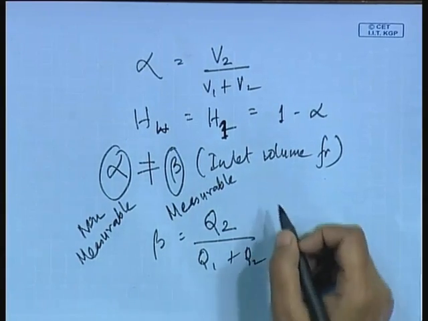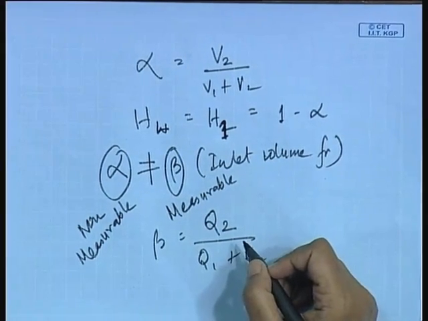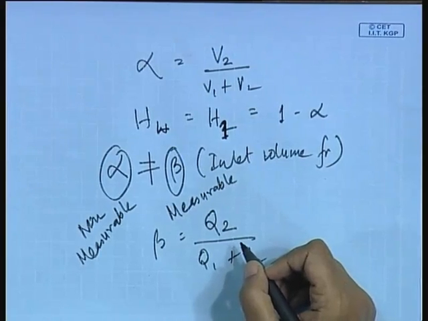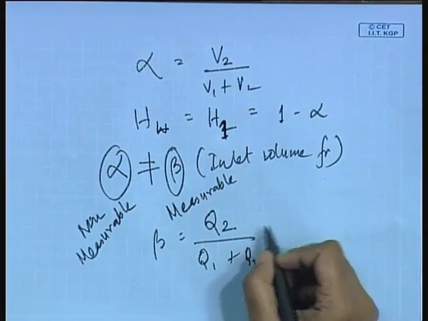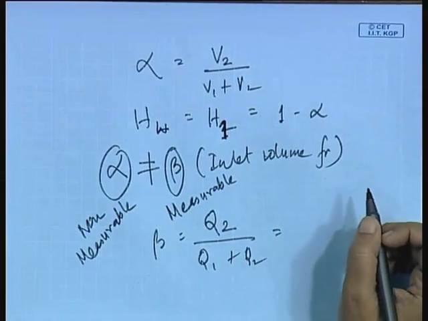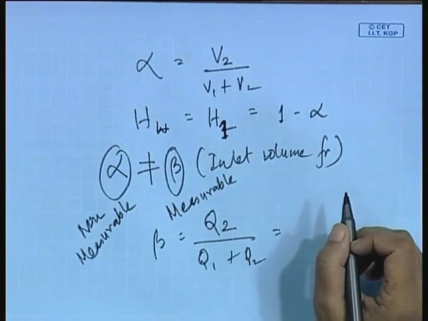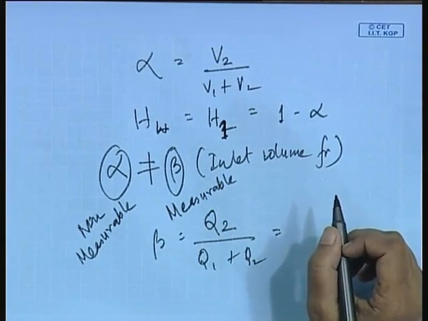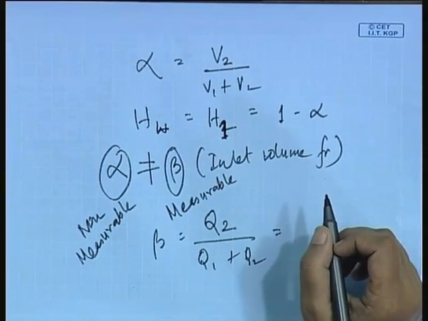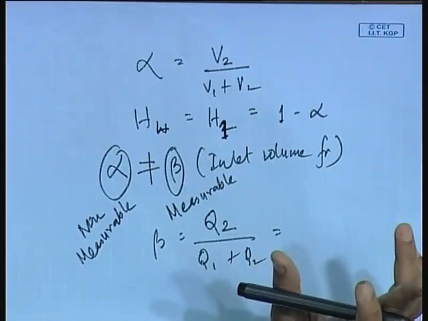If you would like to refer to beta in terms of velocity, then how should we define beta in terms of velocity? Louder. V1 or U1? Alpha equals V1 by V, alpha equals V2 by V1 plus V2.